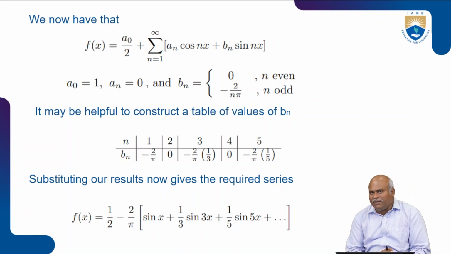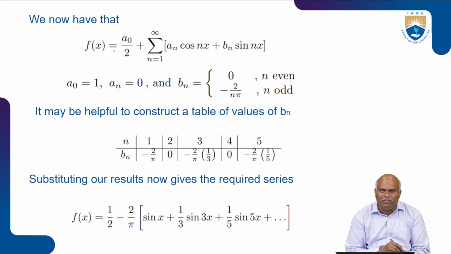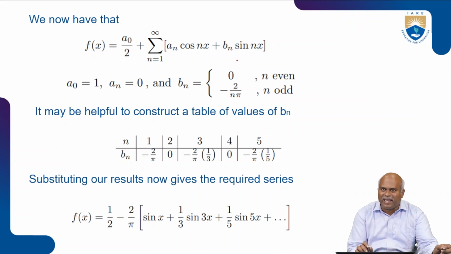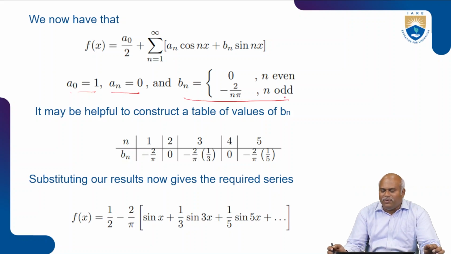This is represented as a Fourier series coefficient. We take that Fourier series coefficient to find some substitute for the trigonometric Fourier series case. f(x) equals a0 divided by 2 plus the summation from n equals 1 to infinity of an cos nx plus bn sin nx. Now we find a0 equal to 1, an equal to 0, bn equal to 0 for n even, and minus 2 by n pi for n odd.